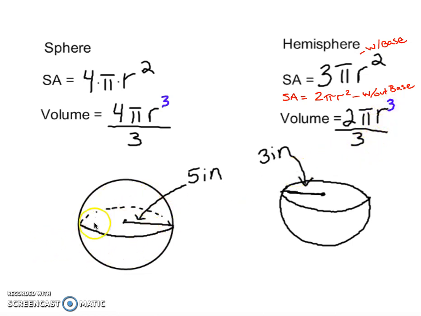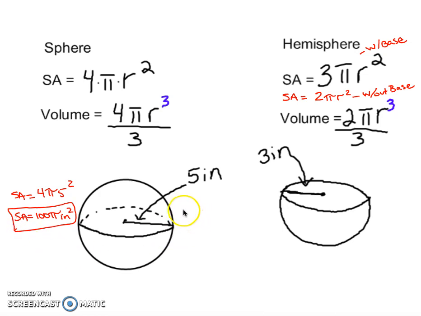So for this first one, for this sphere, if we were to find the surface area, right here is surface area, so we would take 4 pi, and our radius in this case is 5 squared. So our surface area for this sphere would be 100. We leave pi in our answer, and since it's in inches, we would have inches squared because it's surface area.